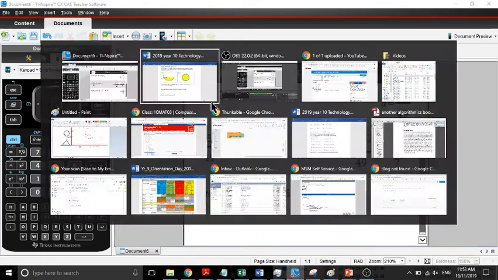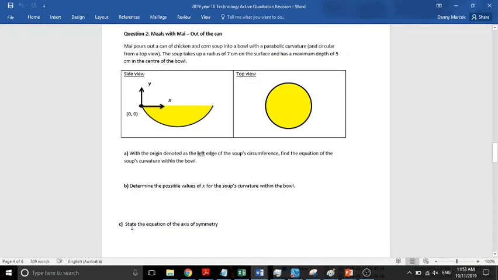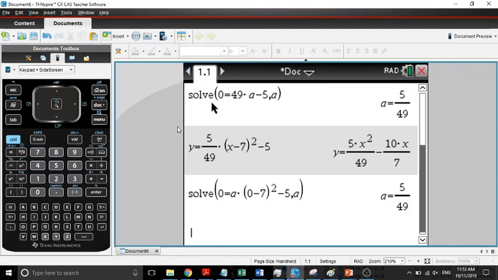Okay, question C. State the equation of the axis of symmetry. We know that the axis of symmetry is the line for which the two sides of the parabola are the same. So that's going to be right here at the halfway point. Our turning point is at 7 and -5, so we would write our equation for the axis of symmetry as x equals 7, because that's where it occurs. It's the x value of the turning point.